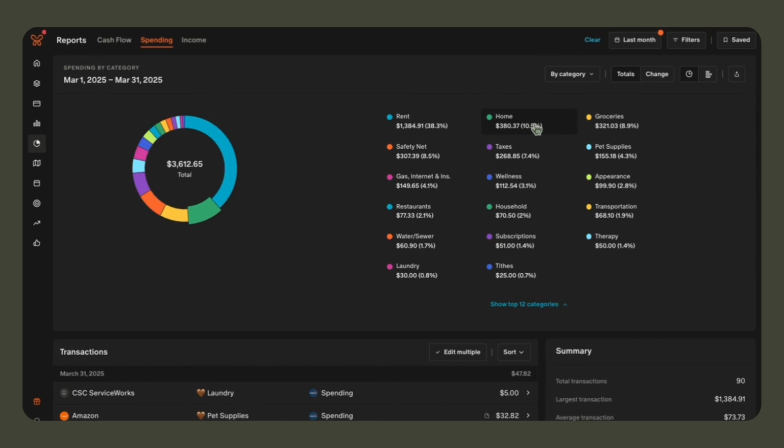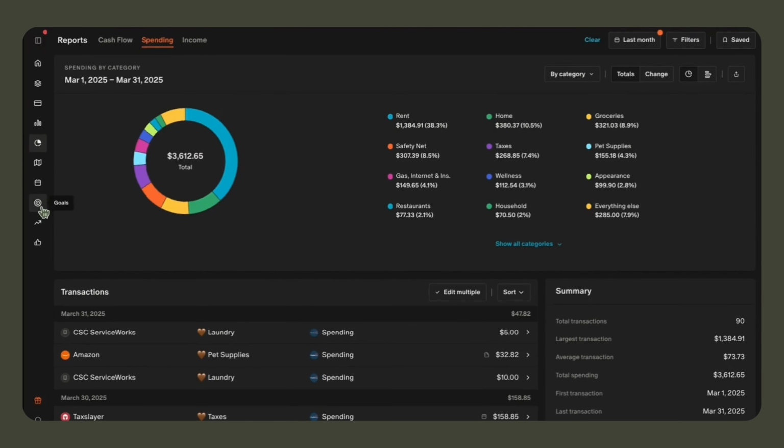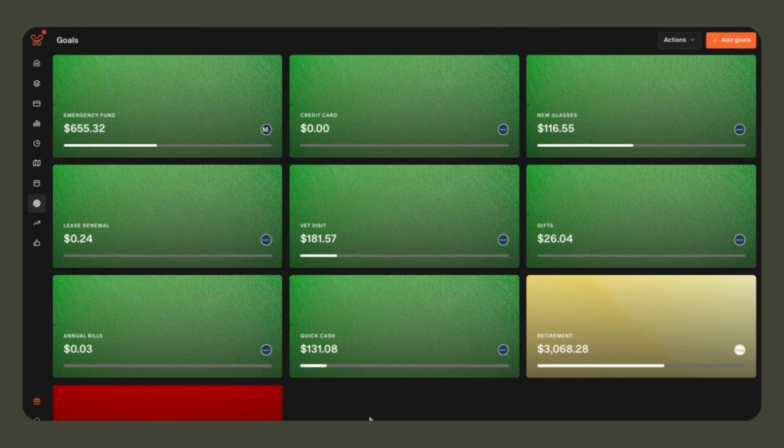And then after that is home, which is the TV and the stand, my groceries, the unexpected expenses, taxes, and then everything else basically. And the last thing we're going to do in Monarch is revisit my goals. So as you can see, these are all of my current account balances in relation to my actual savings goals. And I do want to make a couple of changes here.